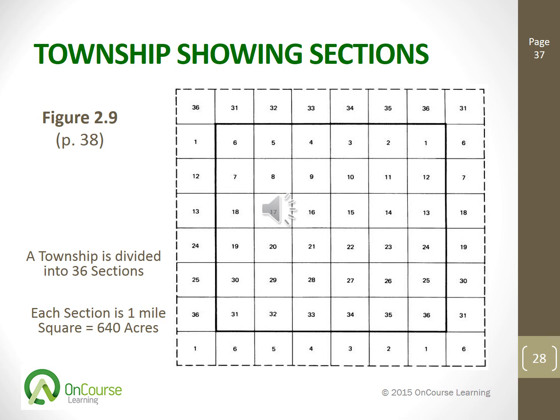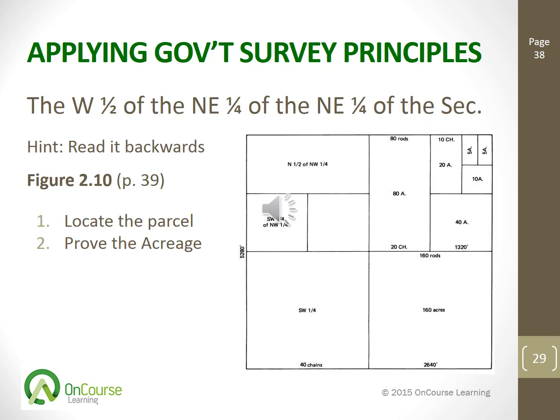So we're getting pretty close. Let's go to the next slide. Well, we need to break this down a little bit further. We have a section here before us. You can turn the page in your textbook if you're following along that way. Page 39. And you can see that we have 1 square mile.